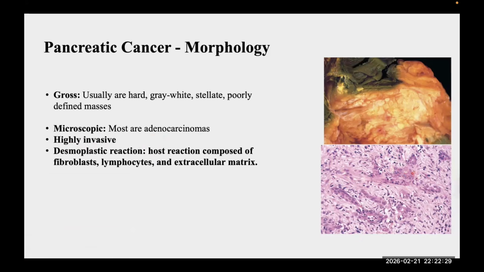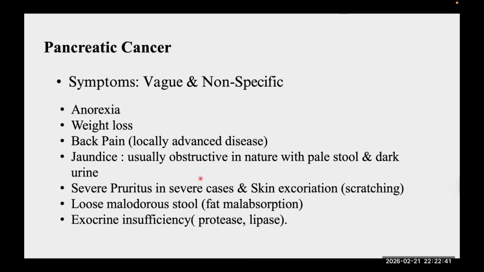So here you can see clearly a malignant cell. That's not a normal cell. And you can see surrounding it the desmoplastic reaction, meaning you see lots of fibroblasts, lymphocytes, and there are deposits of extracellular matrix surrounding it. Now, the symptoms, as I mentioned, are vague and non-specific. So anorexia or loss of appetite, weight loss, back pain, jaundice, usually obstructive in nature with pale stool and dark urine. Now, this is very, very, very important.